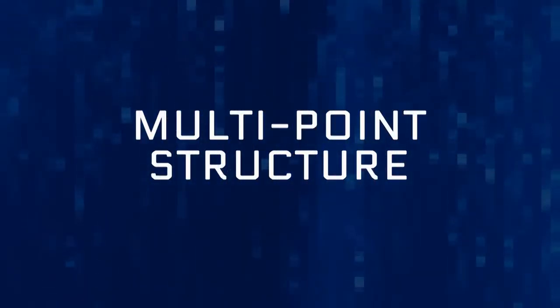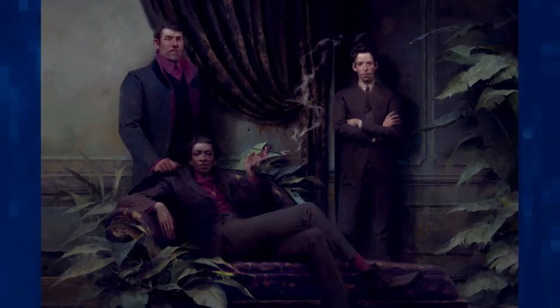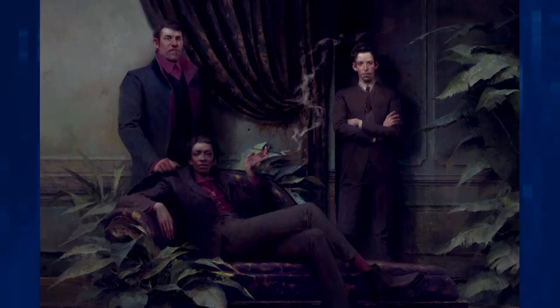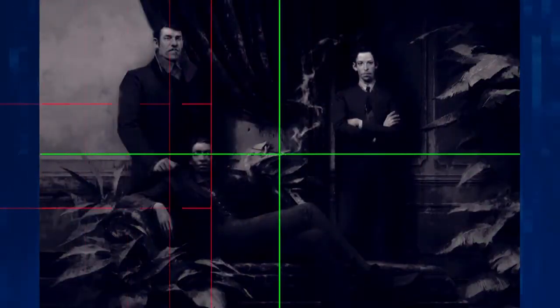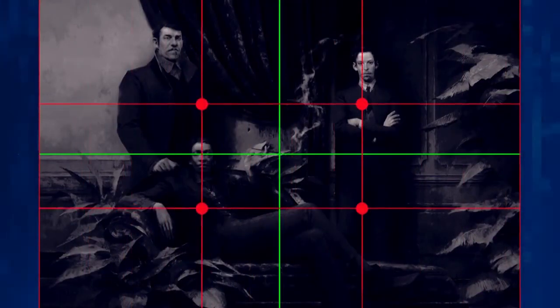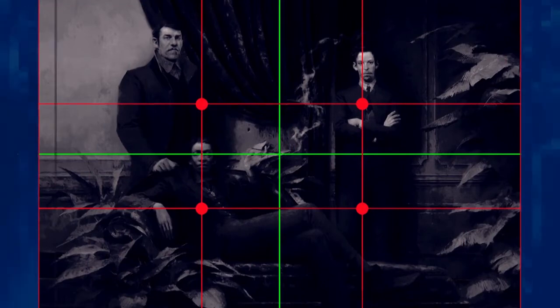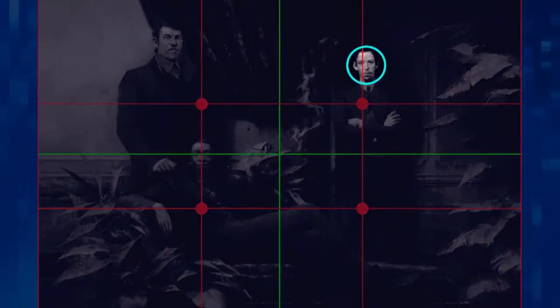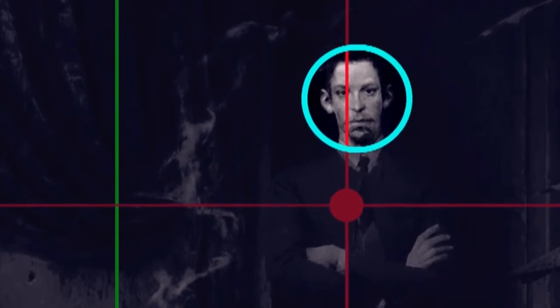Multi-point composition. This is one of my favourite artists around today, Piotr Jabłoński. In this image, he uses a multi-point structure which sits within a fusion of middle line and rule of thirds composition. The first point we see in the hierarchy is the man's face. We see him first because there's more contrast between the lights and the darks, and because he stands over one of the rule of thirds intersection points.